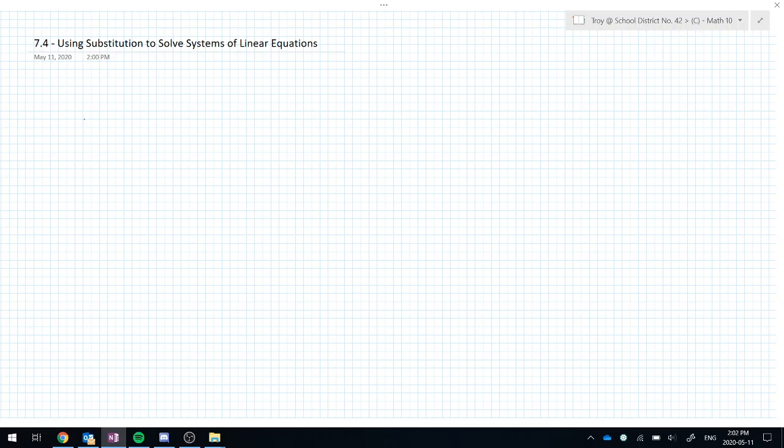Okay, so there's two ways that we're going to learn to solve systems algebraically in this course. This week and next week, we're going to use what's called the substitution method. After that, we're going to take a look at the other one, which is called elimination.